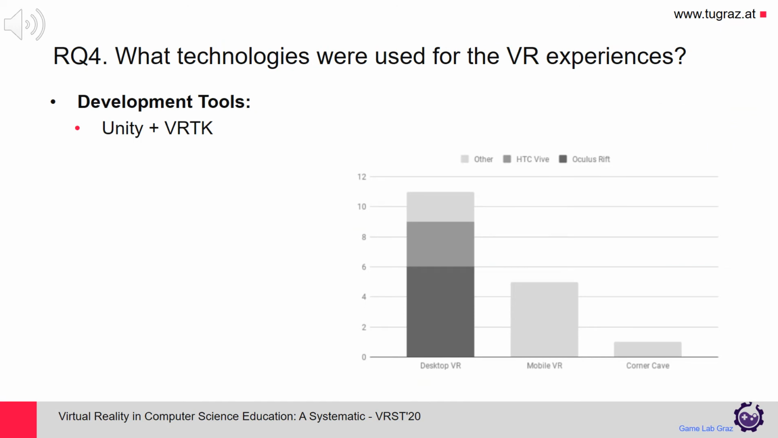Regarding the technological devices that were used for teaching and learning, we found that the majority of the studies used some form of desktop VR, mostly the Oculus Rift or the HTC Vive. 5 studies used a mobile VR headset and 1 study used a corner cave setting. It has to be noted that some of the studies used more than one setting. The main development tools were Unity together with the VRTK toolkit.